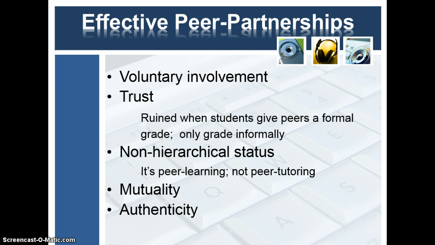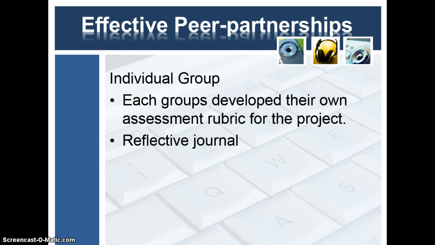This is also a reason why they can't grade each other formally, because grading someone that you're supposed to be cooperating with never works out. The trust is broken in that situation. One other focus is that this needs to be a mutual relationship. That means that it can't have one student tutoring another one. They have to be at the same level. They both need to gain value from the relationship. It's not one student doing the teaching, the other one doing the learning. They have to learn together in some authentic capacity.